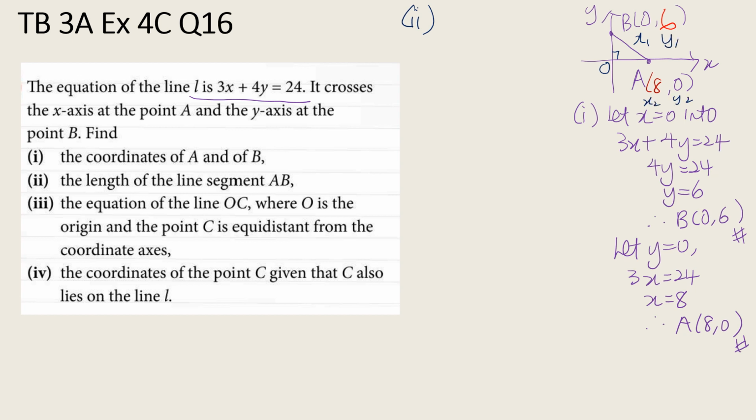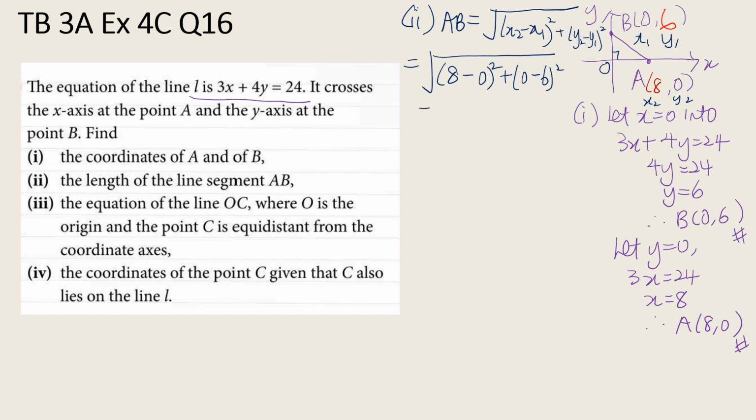The formula will be the square root, derived from Pythagoras theorem, of open bracket x2 minus x1 close bracket squared plus open bracket y2 minus y1 close bracket squared. Let's do the substitution. That will be 8 minus x1, which is 0, squared, plus y2, which is 0, minus 6, squared. So that will give you 64 plus 36, 100. Square root of 100 will be 10. So 10 units for the length of AB.